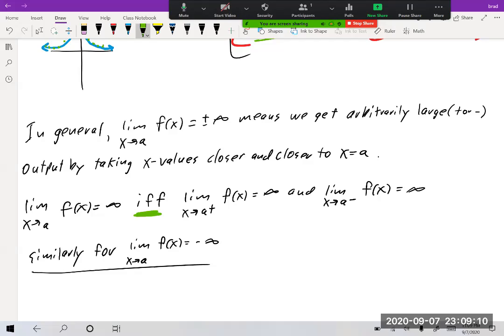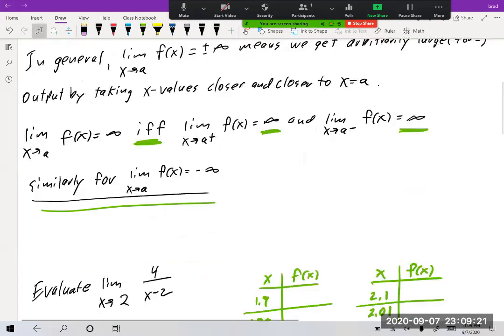So as long as you get the same version of infinity, both positive or both negative, you're allowed to say that that limit is infinity. And you do similar for negative infinity right here, okay? So now let's try this one.